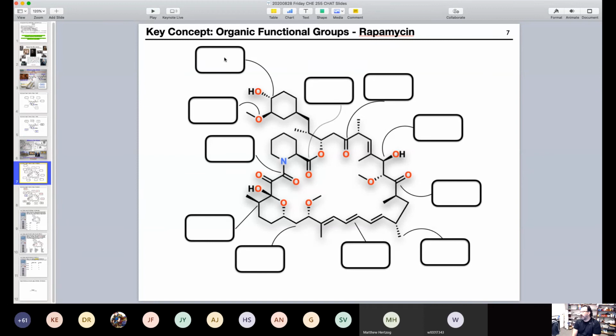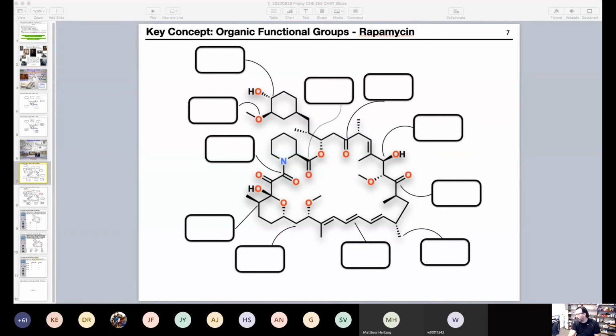So we have some responses. That is an alcohol. So let me type in here. An alcohol has an OH group. There are three classifications of alcohols.